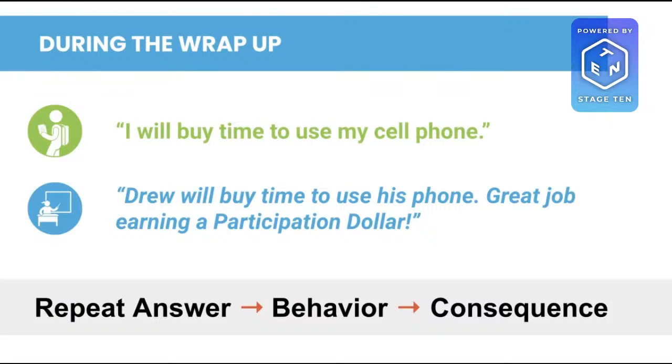He can earn a participation dollar, and the instructor will provide immediate feedback by repeating his answer, describing the behavior, and giving him the dollar. Drew will buy time to use his phone.